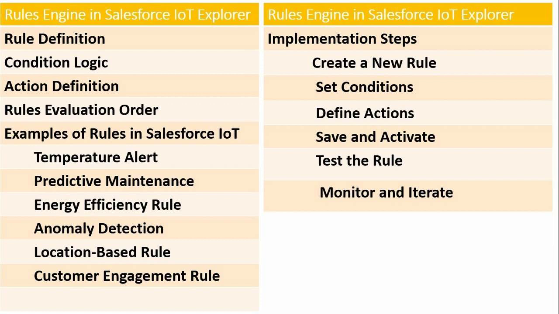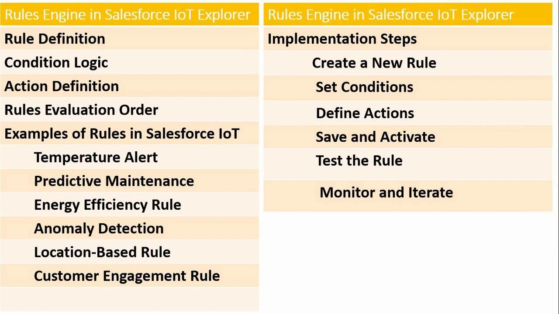Rules evaluation order. Overview. Rules are often evaluated in a specified order to determine which one should be applied first. Details. The rules engine may have mechanisms for prioritizing rules to ensure that, if multiple rules are triggered simultaneously, the one with the highest priority takes precedence.